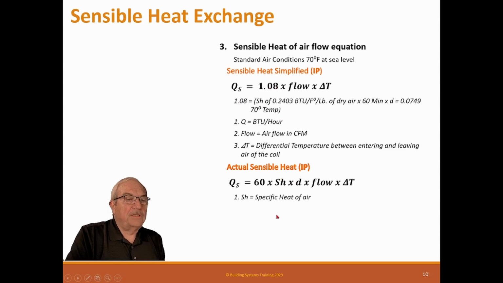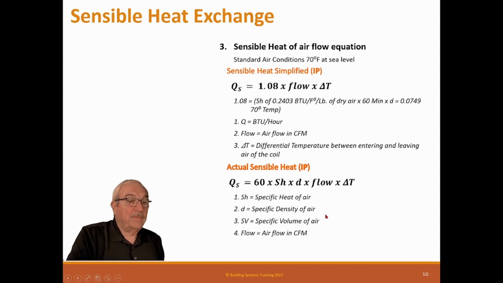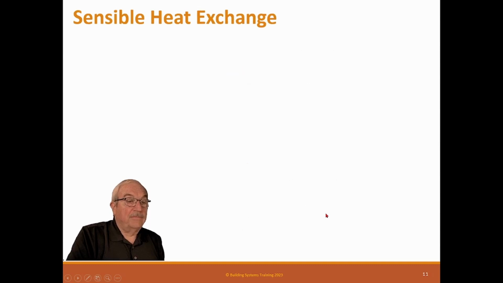So the sensible heat is the specific heat of the air. D is the density of the air. SV is the specific volume of the air, which is the reverse of density. So specific volume is the inverse of density. That's how you can always find the specific volume. You don't really need to go to a psych chart. If you've got the density, just divide 1 by the density and you get the specific volume of the air. And flow of air is in CFM.